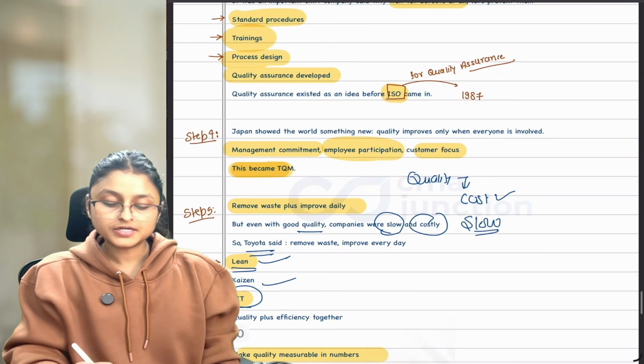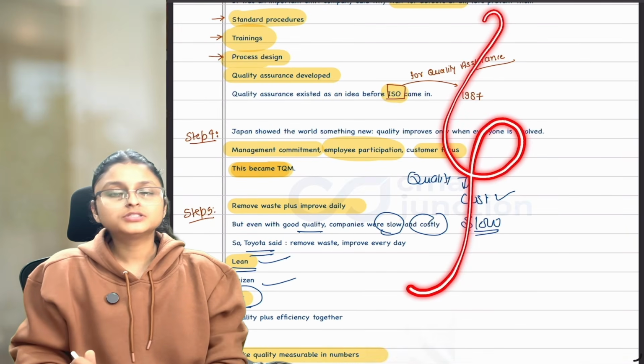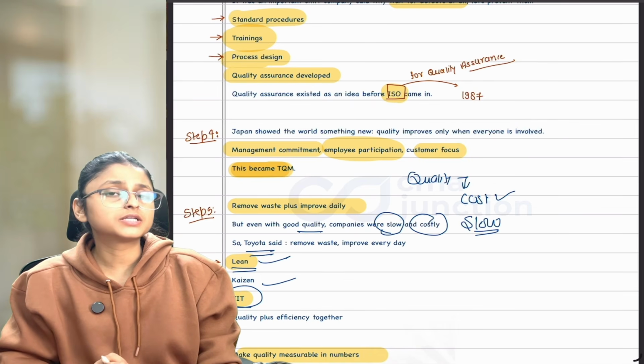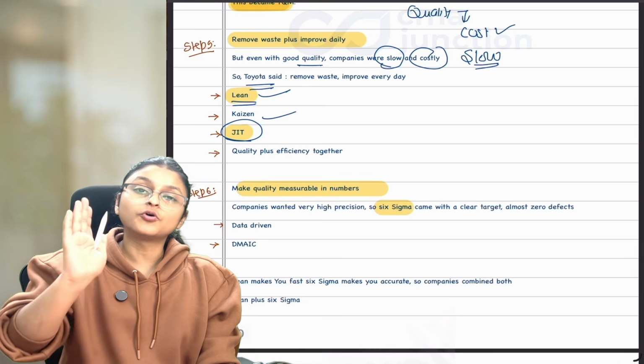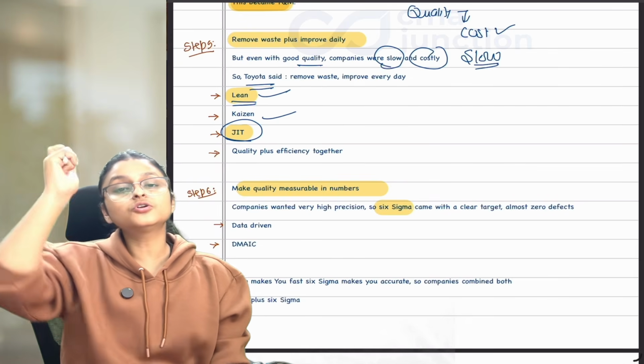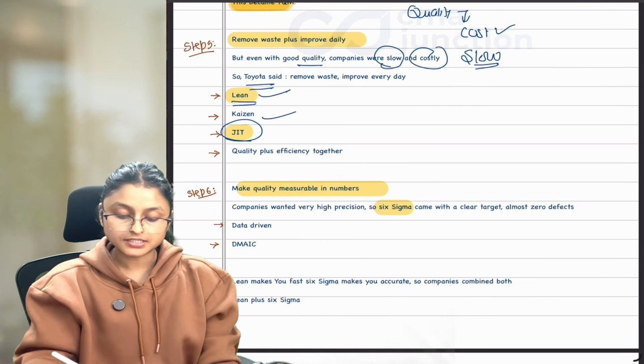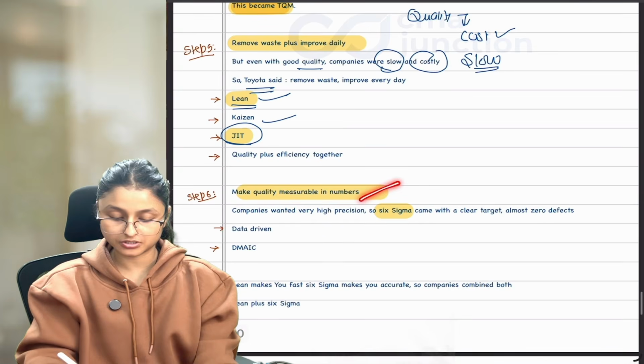Now after this, the next step came in, which was, let's make quality measurable in numbers. Till now, we were trying to improve the quality, but the quality was not measurable in numbers, right? Now the companies decided that we want to improve quality more, we want to have zero defects, and for that they decided that quality will be measured in numbers.